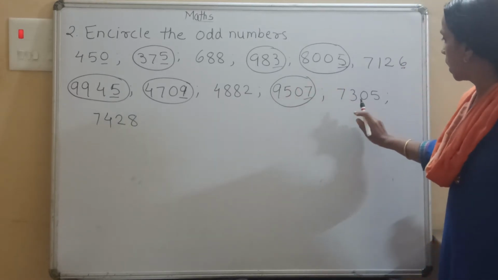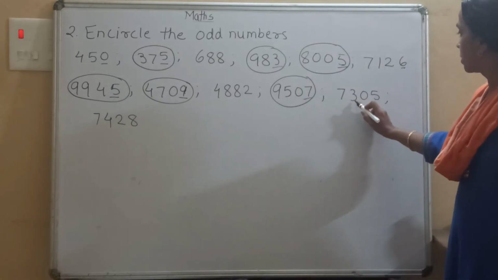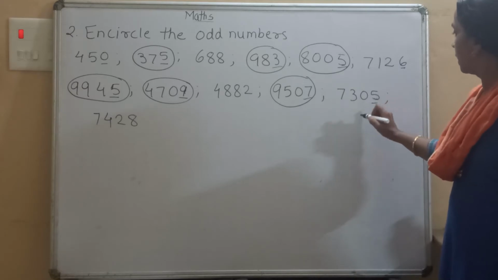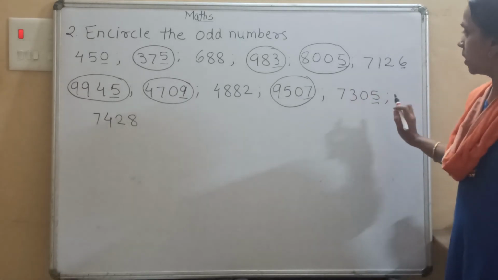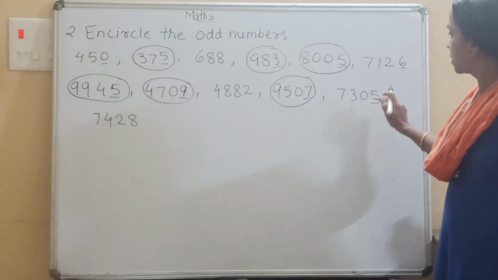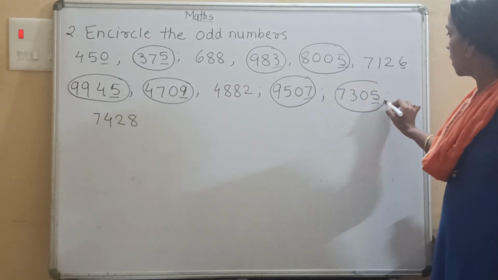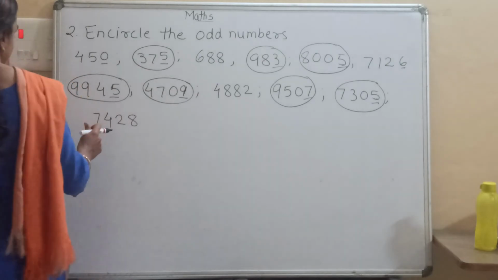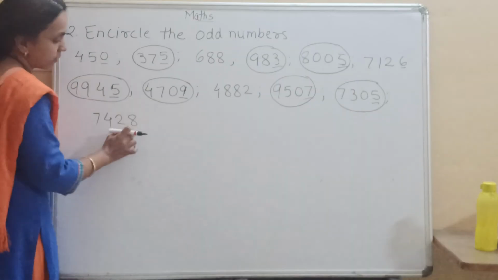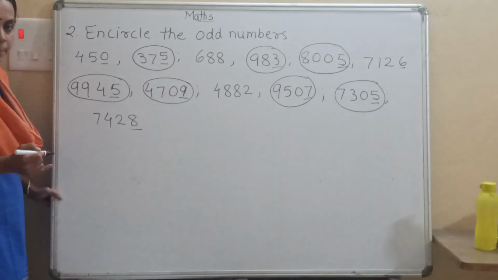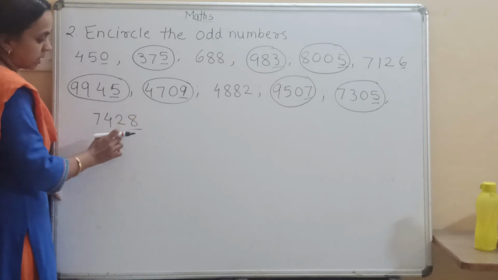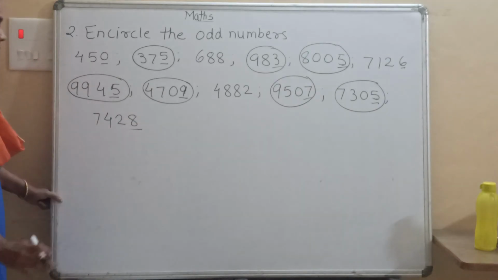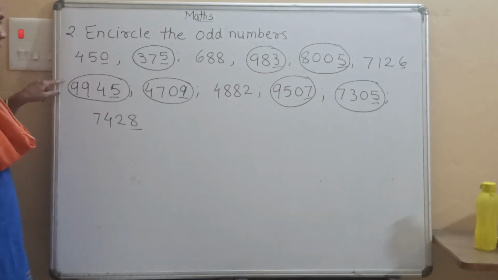9507 is an odd number. Then 7305, ending with this 5. 5 is an odd number, so 7305 is an odd number, so circle it. Then the last one is 7428. The last digit 8 is an even number, so no need to circle this number. So in this way, circle the odd numbers.